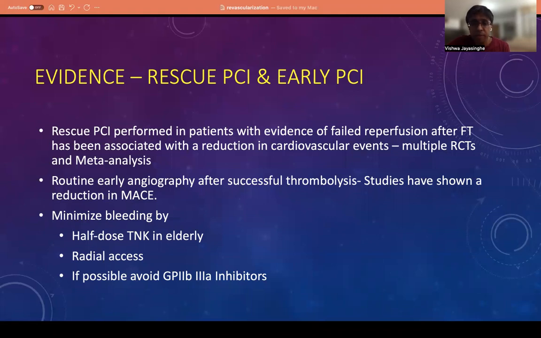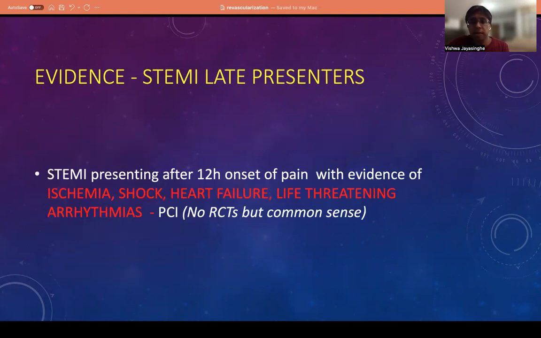So how do you minimize bleeding here? Especially, you can use half-dose tenecteplase in the elderly. Radial access is preferred, and if possible, try to avoid glycoprotein 2B3A inhibitors.